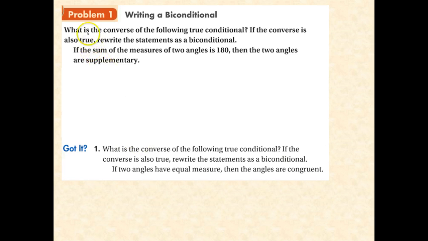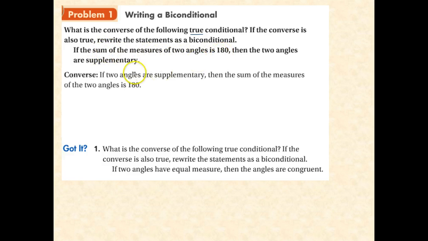So, how do we write a biconditional? What is the converse of the following true conditional? So they tell us it's true. If the converse is also true, rewrite the statements as a biconditional. So this is true: if the sum of the measures of two angles is 180 degrees, then the two angles are supplementary. So what's the converse of that? The converse would be: if two angles are supplementary, then the sum of the measures of those two angles is 180 degrees. And is that true? If two angles are supplementary, then the sum of their measures, yeah, that's the definition.